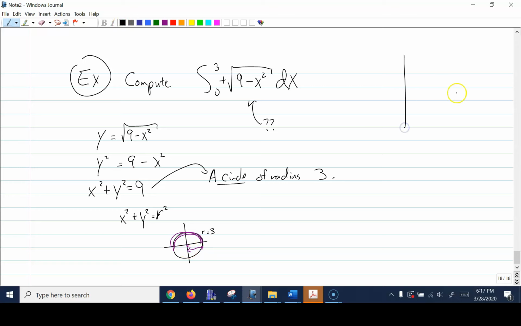We needed to be able to notice that it was a perfect circle, which is why this one's being done by me instead of in the homework. The thing we want is: what's the area of this quarter circle?